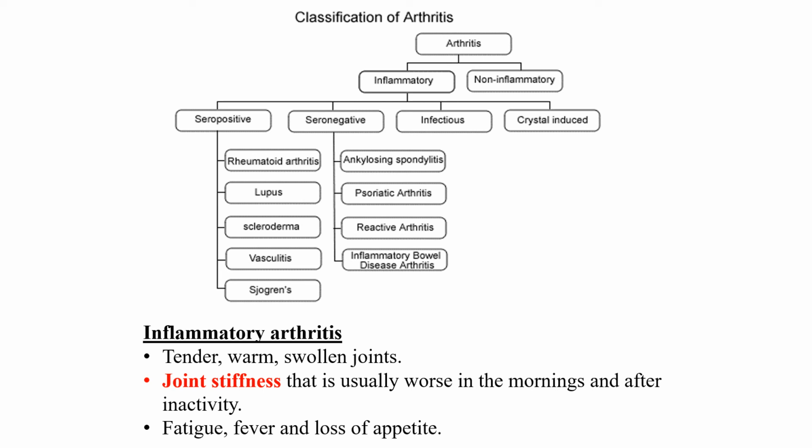Once you have labeled the arthritis as inflammatory, it can be further subdivided based on the etiology. We have crystal-induced arthropathy, example is the gout. Then we have infectious arthritis, example is gonococcal arthritis. Then we have seropositive and seronegative arthritis based on the presence of rheumatoid factor. Classical example of seropositive arthritis is rheumatoid arthritis. The classical example of seronegative arthritis is ankylosing spondylitis. We'll be discussing about each one of them in detail in subsequent slides.